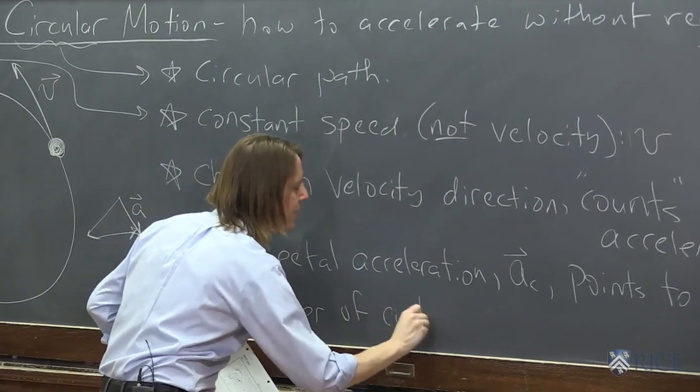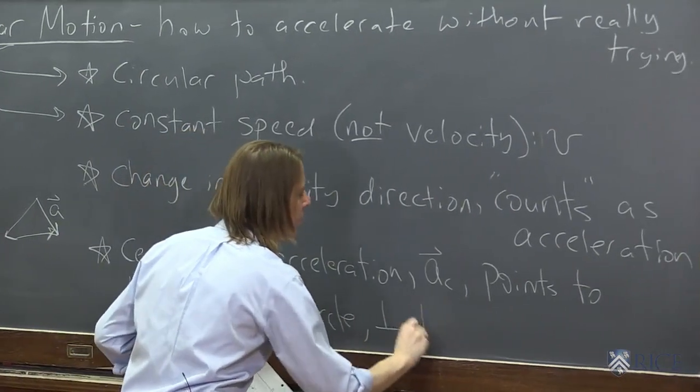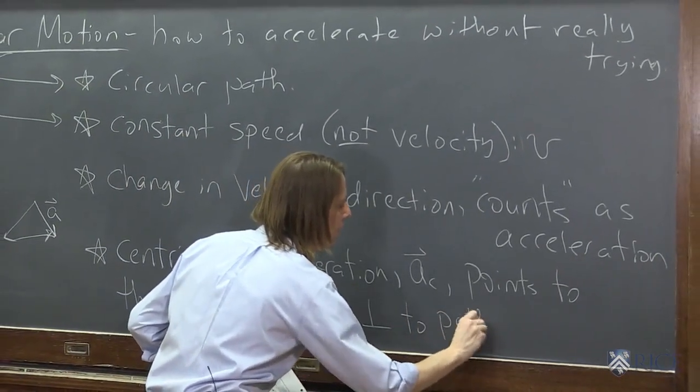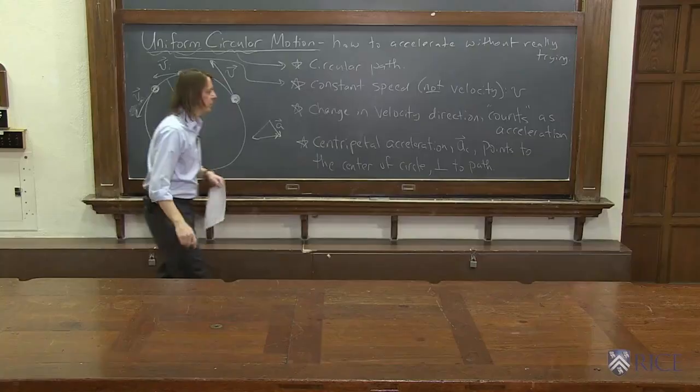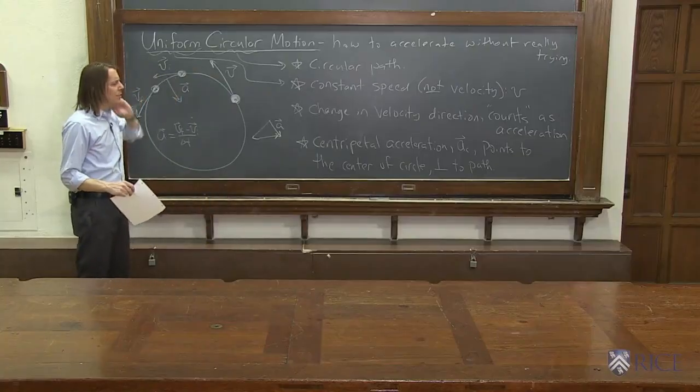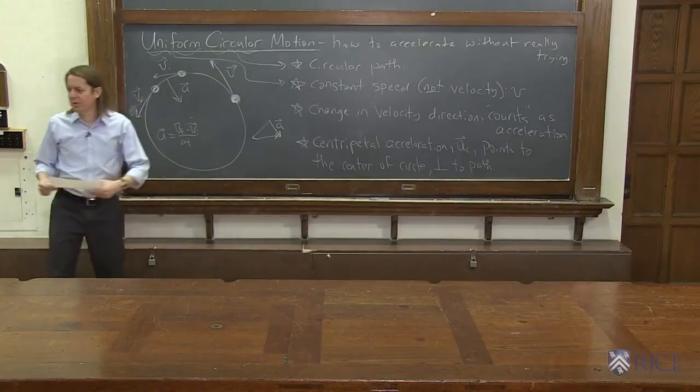And also another way to think of it is that it is perpendicular to the path. That's another version of it we will talk about. Let's see, what else can I tell you about it? So let's now look at a little bit of motion here.